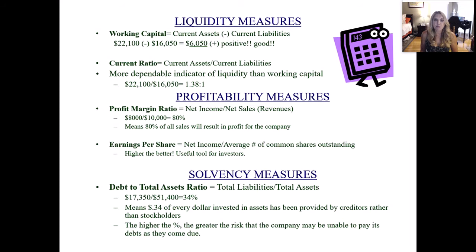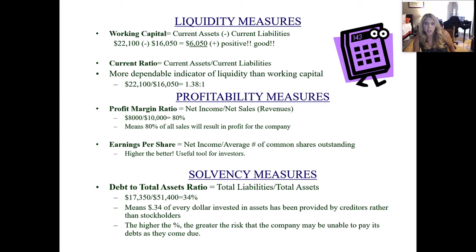You want that higher. Okay, for the profitability measures, the profit margin ratio is very popular, and that's your net income divided by your net sales. For this example, we would pull that off of the income statement, and we had $8,000 of net income divided by $10,000 of net sales, and that gave us 80%. Well, 80% is very high, extremely good. So that means 80% of all sales will result in profit for the company. Again, the higher, the better.